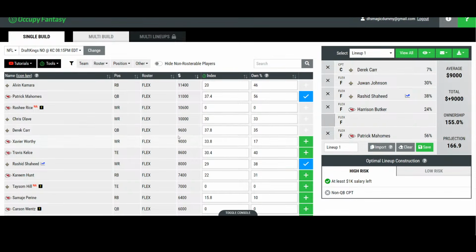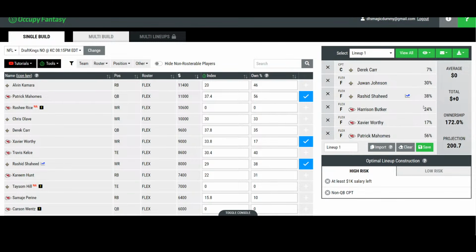However, if we take out Kareem Hunt, just look who is sitting there at 17%, less than 20%, Xavier Worthy. Now we have a lineup that fits all the rules, and we're not as worried about leaving $0 on the table in small field GPPs, especially when we have 2 low-owned options. So this is a great way. That's how I would start building high-risk lineups.